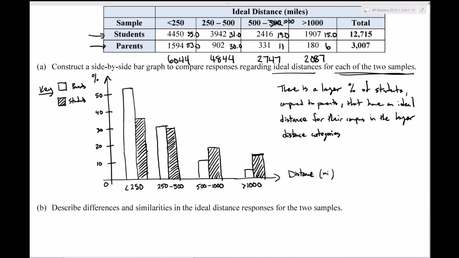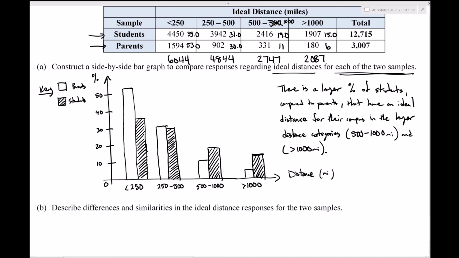And the two larger distance categories are 500 to 1,000 miles, and the other distance category greater than 1,000 miles. So then we also had the percentages were larger for parents that had a lower ideal distance category. So the same would be true, but the opposite in those other two categories, which I'm not going to go ahead and write for the sake of time.